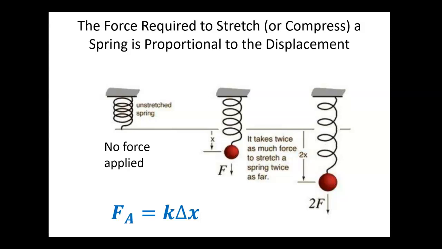So because the spring force is proportional to the displacement of the end of the spring, if no force is applied, the spring is not stretched, it's at equilibrium. But if you apply a force F, the spring is displaced by a distance x. If you want to displace the spring twice as far, in other words, to a distance of 2x, you have to apply twice as much force. So there's a linear relationship between the force and the displacement.